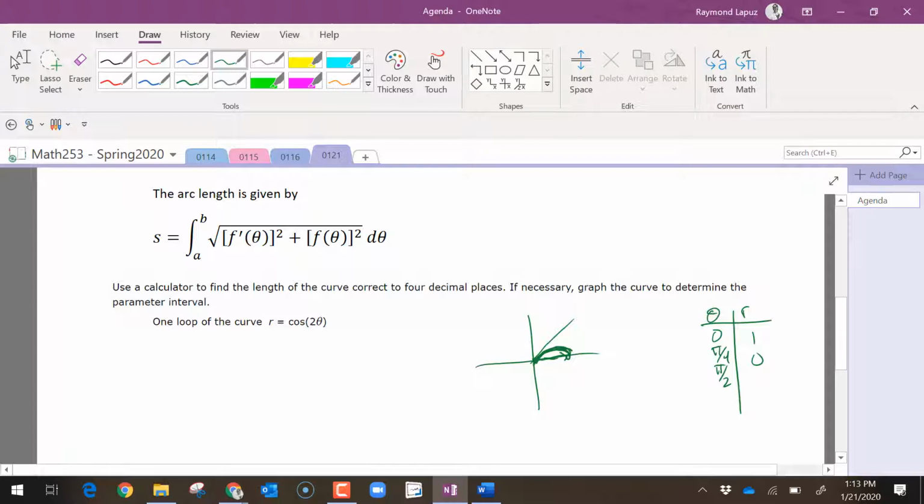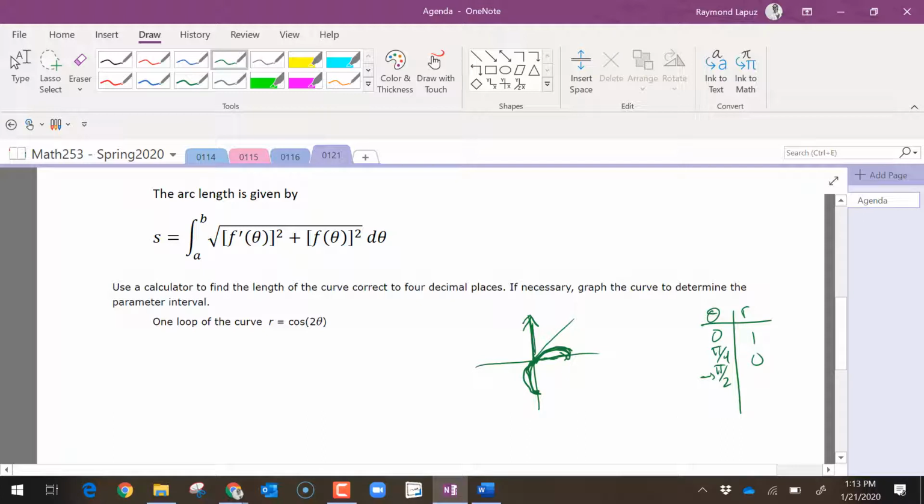So that looks like it's going to end up being one of the loops. And then when I get to pi over 4 to pi over 2, what happens at pi over 2? 2 times pi over 2 is pi. What's cosine of pi? It's -1, right? So by the time I'm facing pi over 2, I'm looking up the y-axis. My r is -1. It's behind me. So imagine looking up. This is behind, so this thing must be drawn this way.